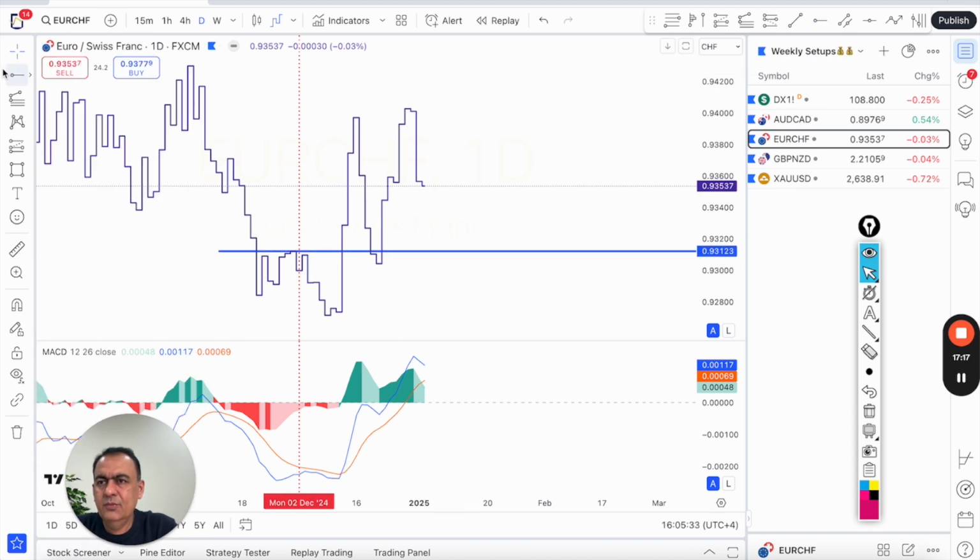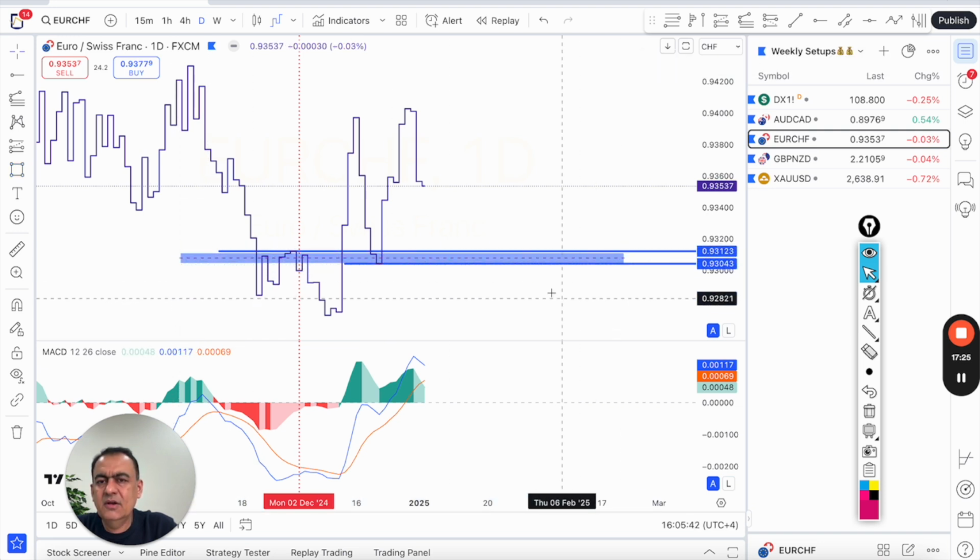So this is the bullish BOS line, and this is going to be our bearish BOS line. So we have a strong zone coming between the two lines here. Now I'm moving to 4H.